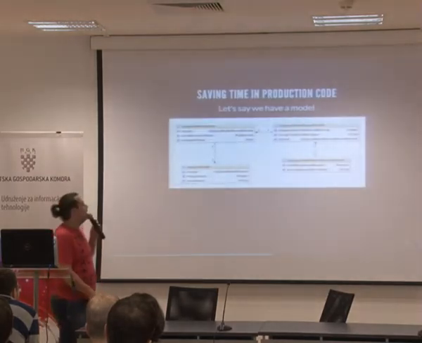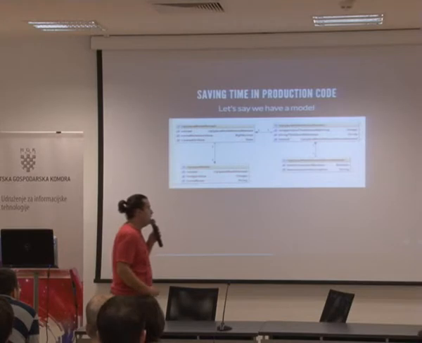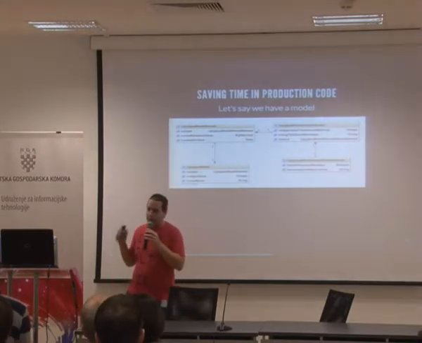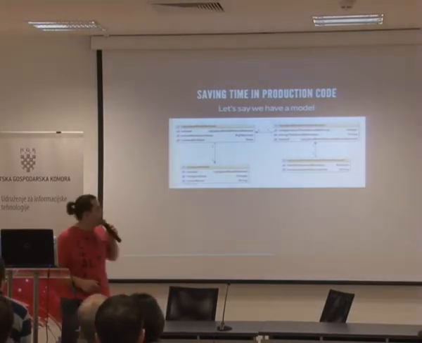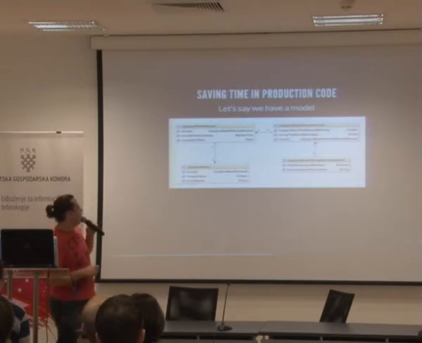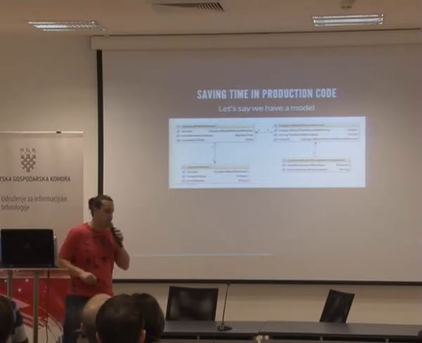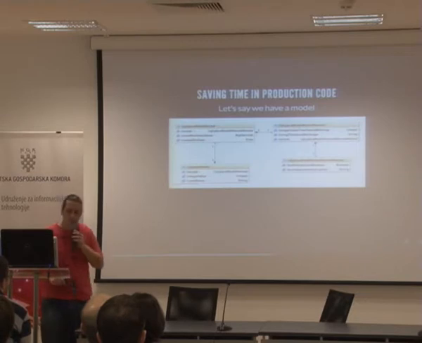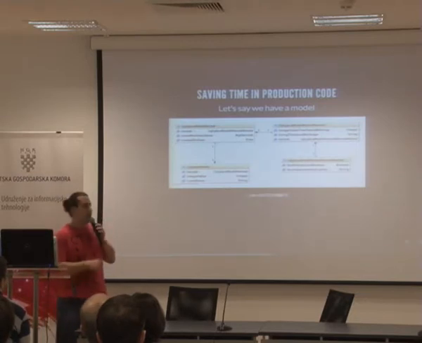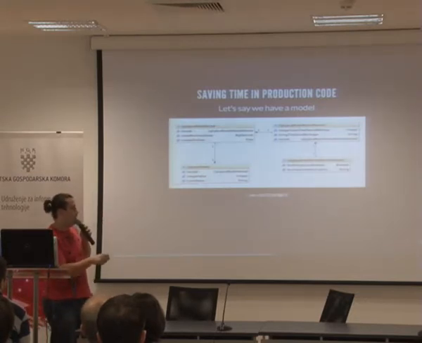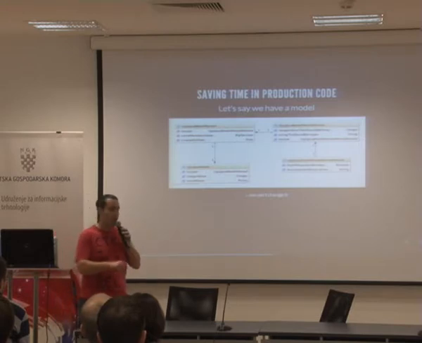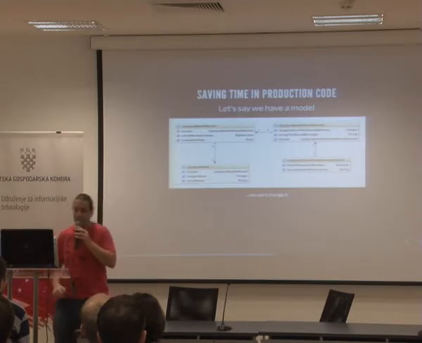So let's talk about time saving in production code. For example, we have this kind of model. I don't know how well you can see. So we have four classes which are nested in a very ugly way. And we cannot change this. This has been God-given to us by our beloved DBA team.